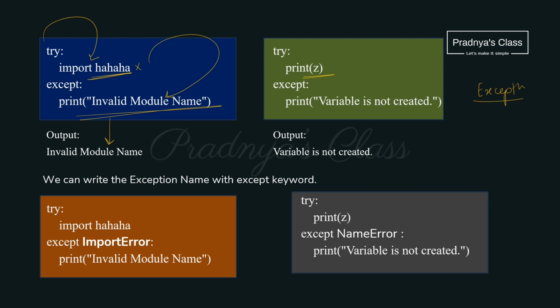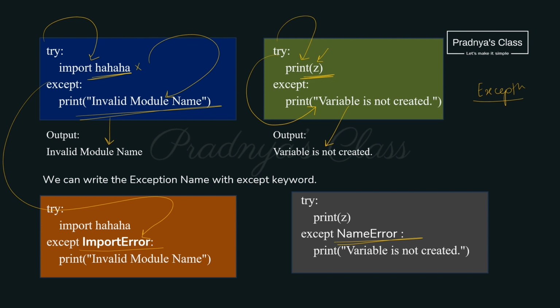We covered one more example in which we were trying to print the value of z which doesn't exist. That statement we have written in the try block. When the error occurs, it will come to the except block and we get this output. If you know the name of the exception correctly, you can mention it with the except keyword. So this was ImportError and here we were getting NameError. So that we have mentioned.